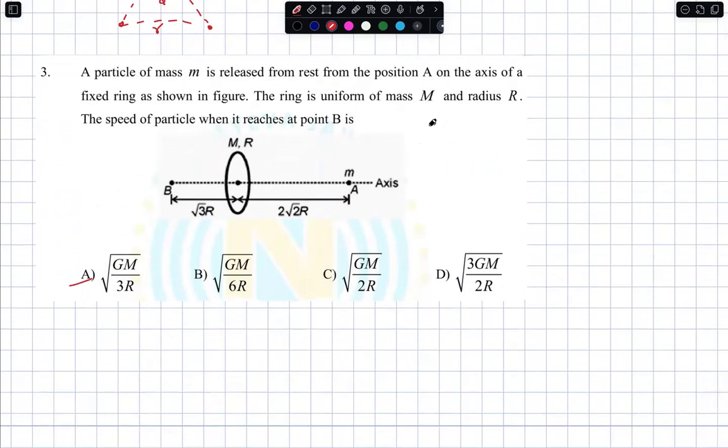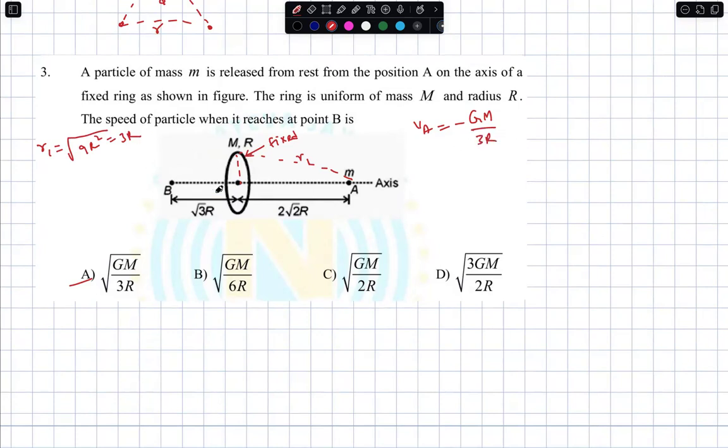Particle of mass m is released from rest from the position A. You can see here, position A, and the axis of a fixed ring as well. This is a fixed ring. That is very fortunate. Released from here. Very simple. What is the potential at A? Minus G capital M by this distance, R1. By the way, R1 is nothing but square of this plus square of this. That will become 9R square, which is nothing but 3R.